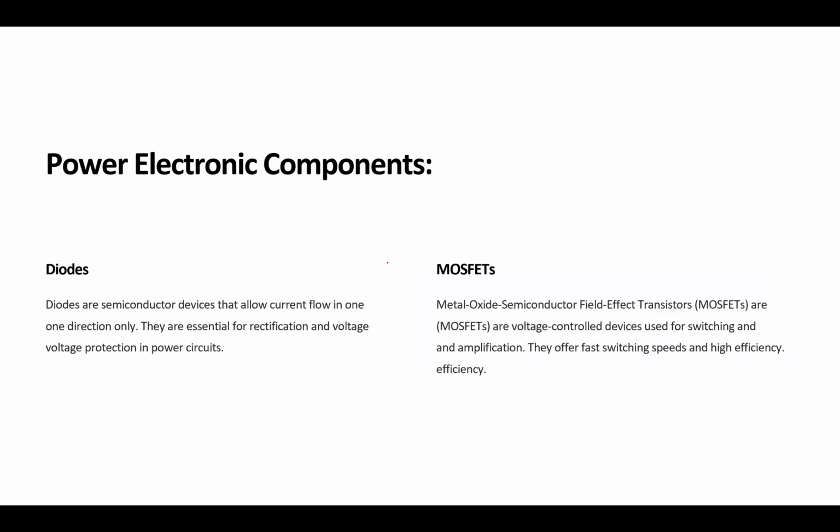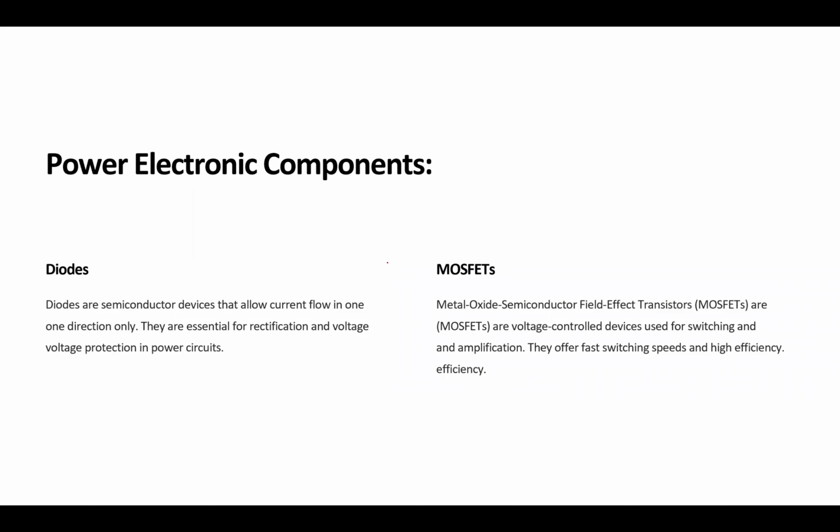So what are the components in power? The first one, as we said, is diodes. What are diodes? Diodes are a unidirectional component. It lets the current flow in a certain direction, and in the reverse direction, it blocks the current. Is that clear? So we have a diode, a unidirectional component.